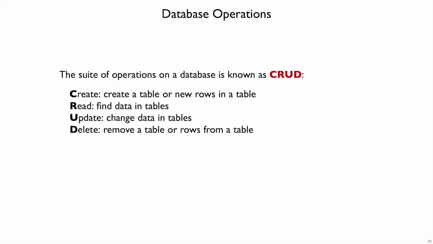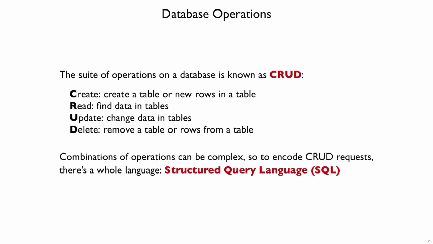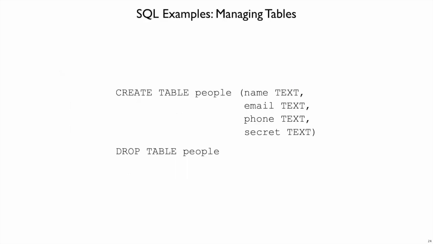There are all sorts of ways that a database might provide these different operations, and different databases could provide them in different ways. And even in a particular database, the way that you can combine these four things at once can get pretty complicated. So to solve those sorts of problems, there is a particular language called Structured Query Language, or SQL, for encoding CRUD requests. All sorts of different database implementations agree on a large amount of SQL. So that's a standard way of working with relational databases.